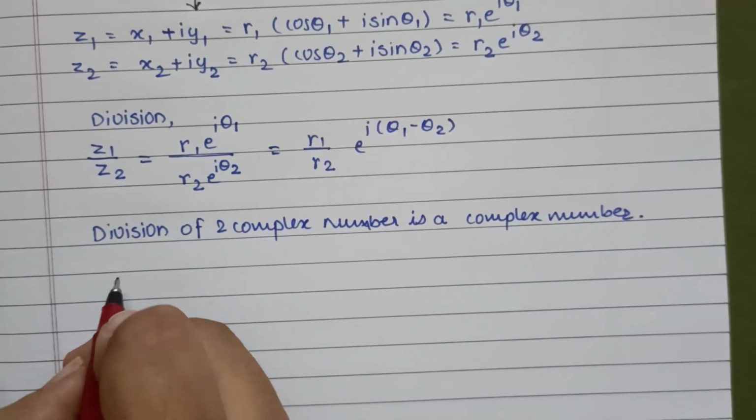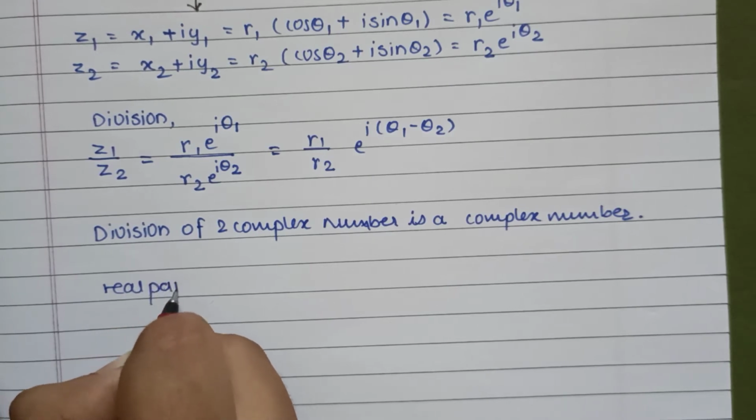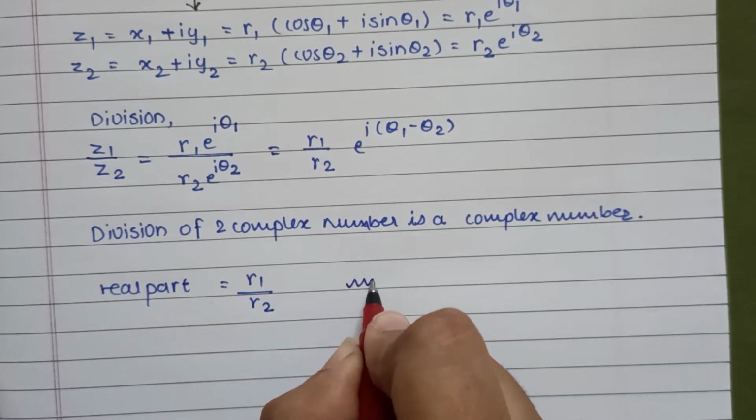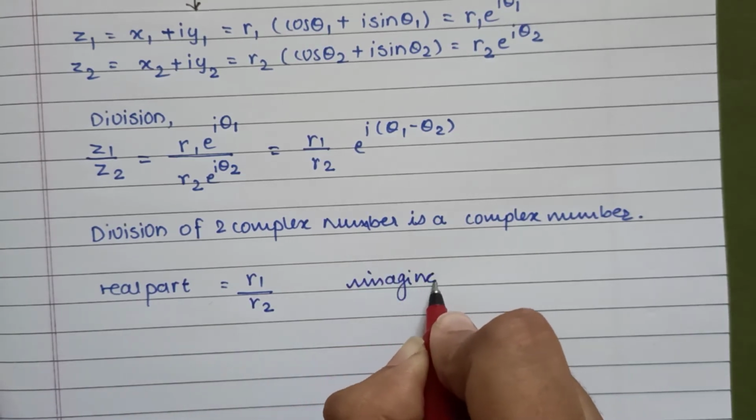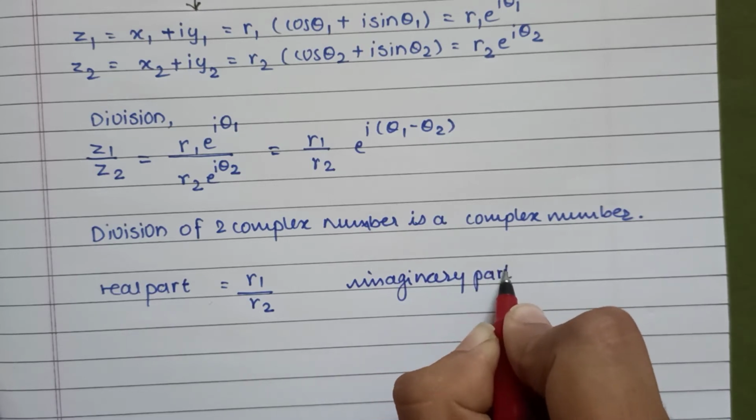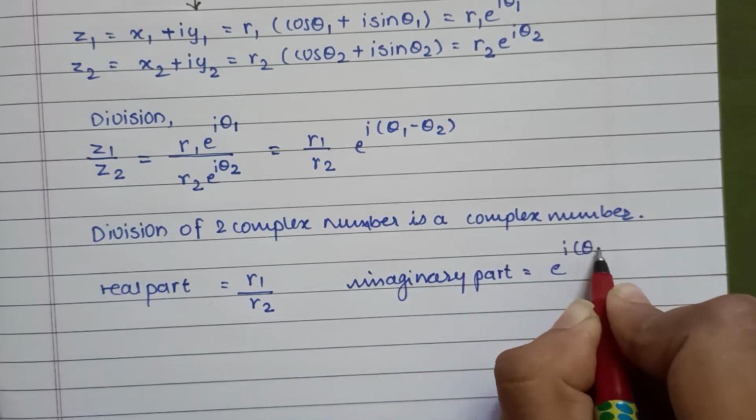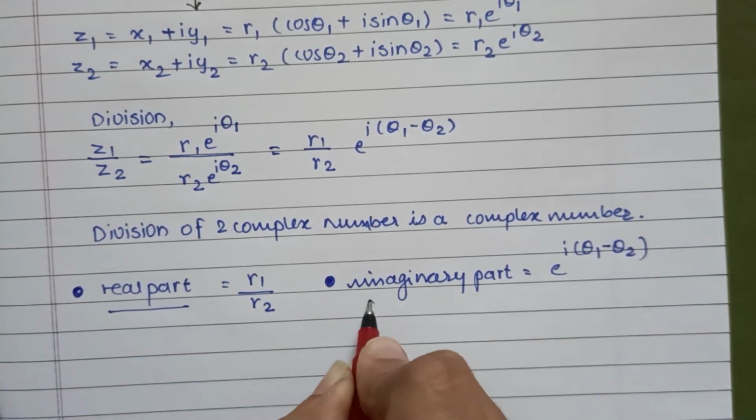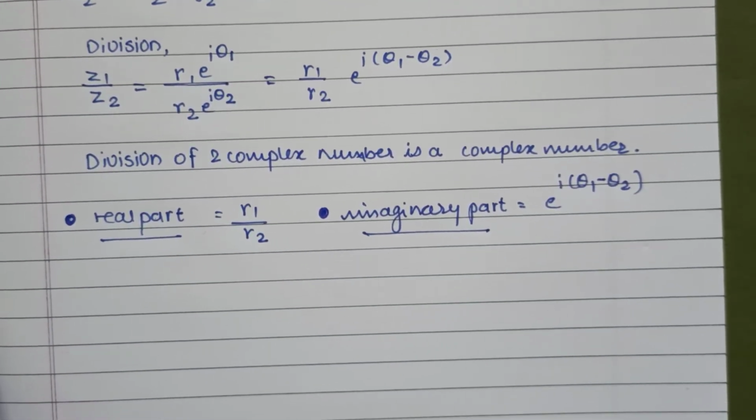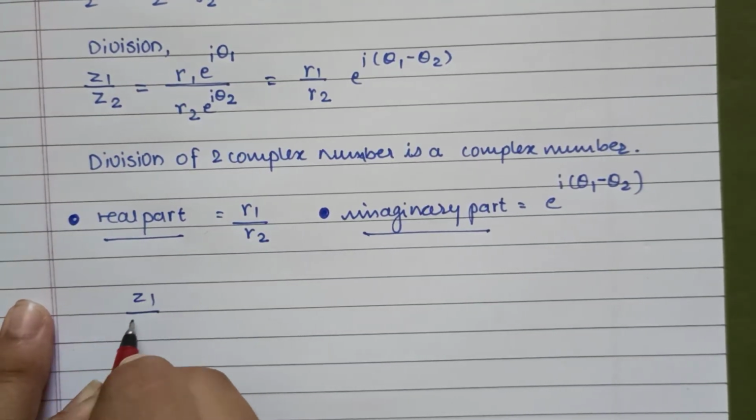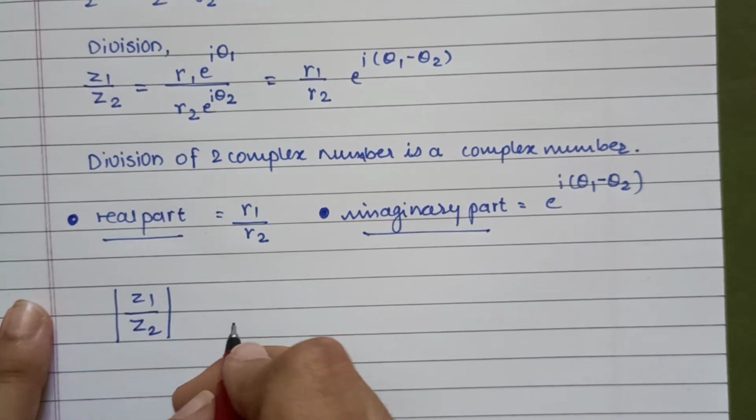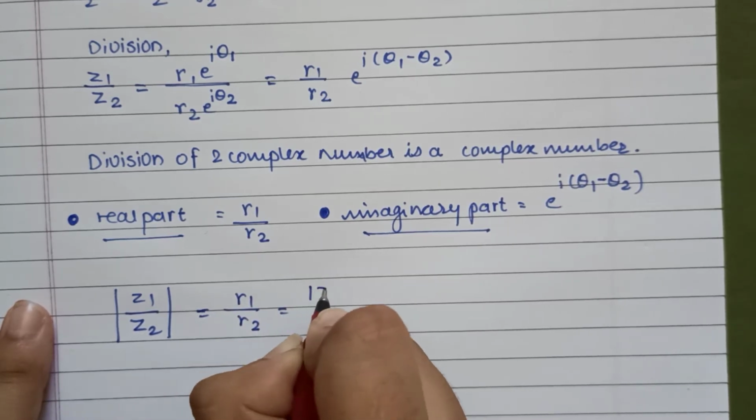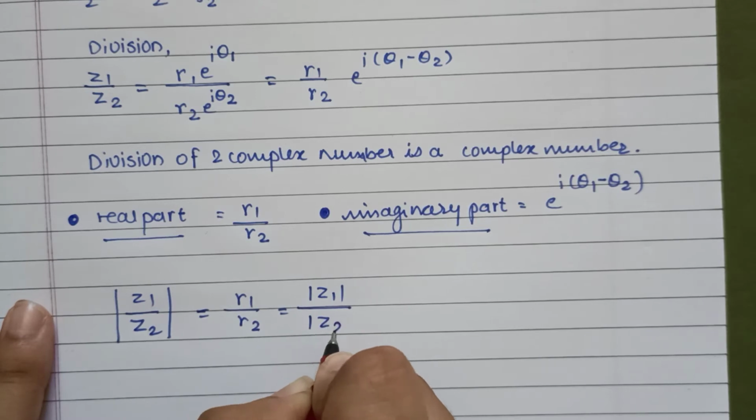Its real part is r1 upon r2 and imaginary part is e raised to i theta 1 minus theta 2. Mod of Z1 upon Z2 is equal to r1 upon r2, that is equal to mod Z1 divided by mod Z2.